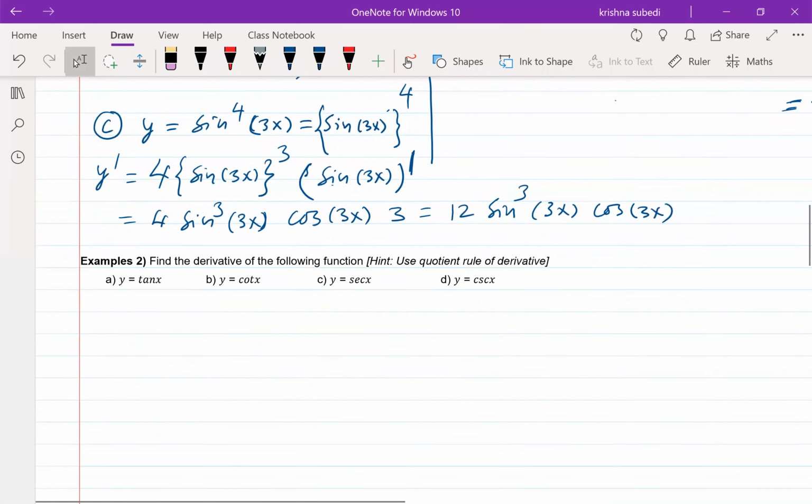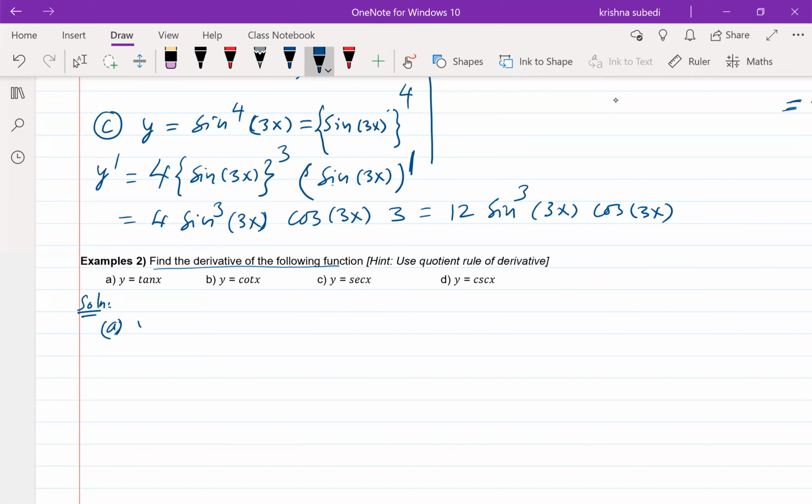Find the derivative of the function. Okay, these are different functions than sine and cosine. So first, let's look at part A. Let us suppose that we don't know the formula yet for tan x. Later on we'll use that as a formula, but right now we'll develop that formula first, okay? And then we substitute the formula there in our formula list.